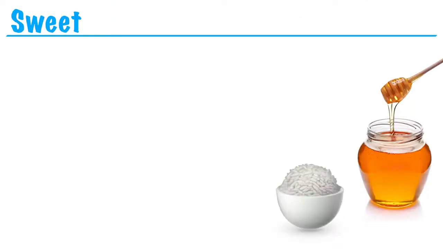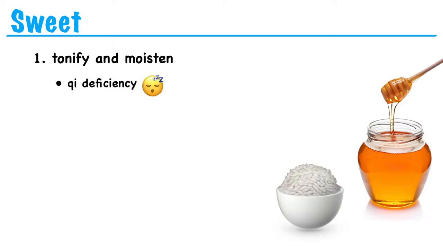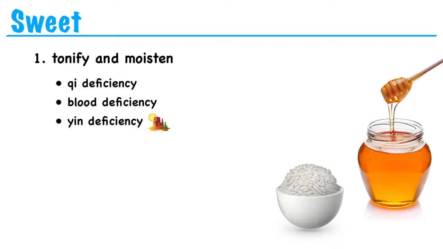Next, we have sweet herbs. Sweet herbs tonify and moisten. So anytime we're dealing with deficiency, whether it's qi deficiency, blood deficiency, yin deficiency, or yang deficiency, we tend to use herbs that are sweet in flavor.